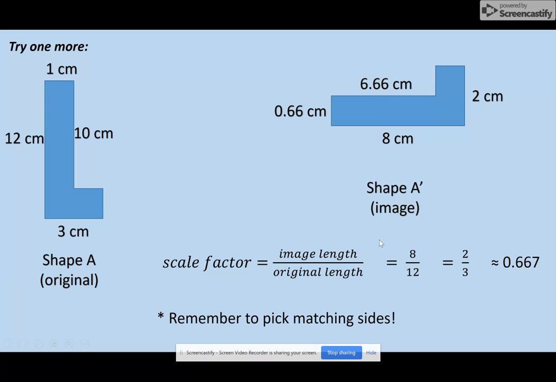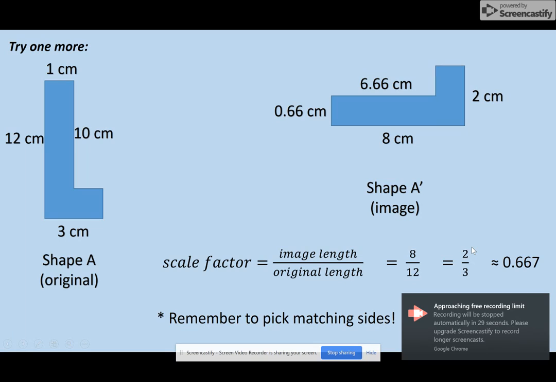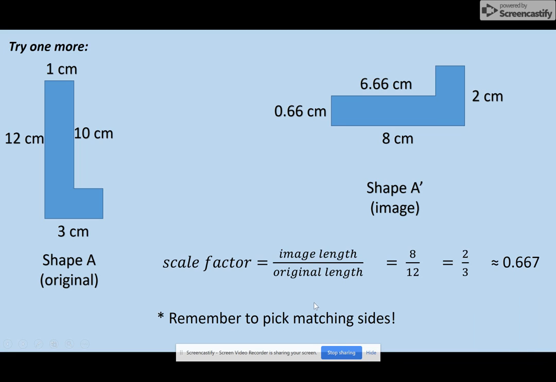All right, so the pair of sides that I picked is this 8 centimeter side and this 12 centimeter side. So the 8 is the image, the 12 is the original. So it's the sort of long side on the back of the L on both of them. So we get 8 divided by 12, which we could simplify as 2 divided by 3, which comes out as 0.667.